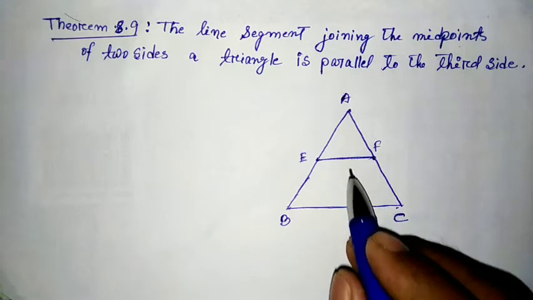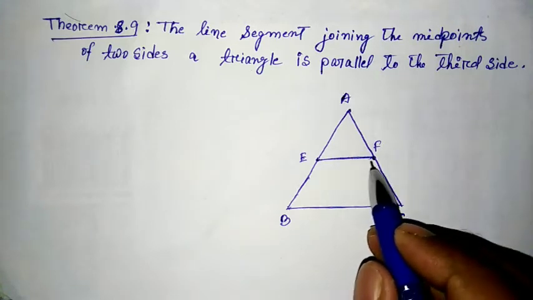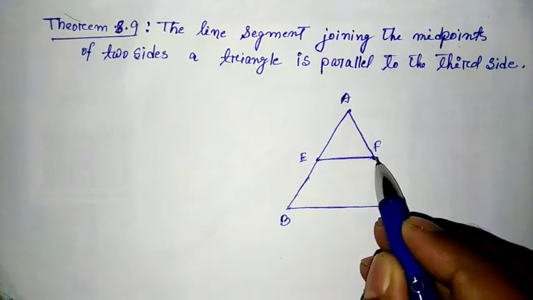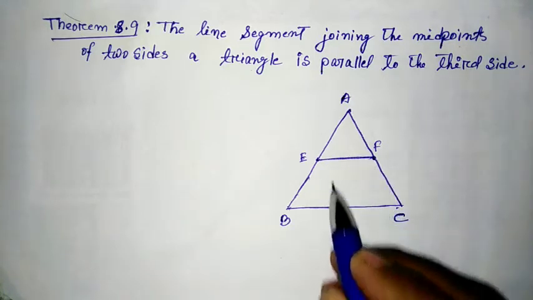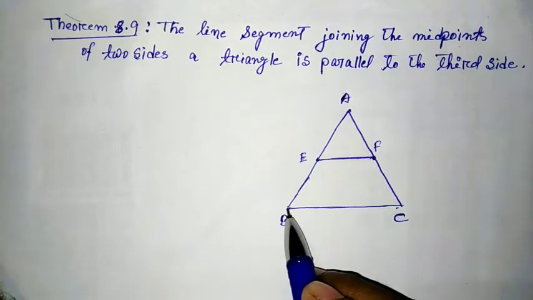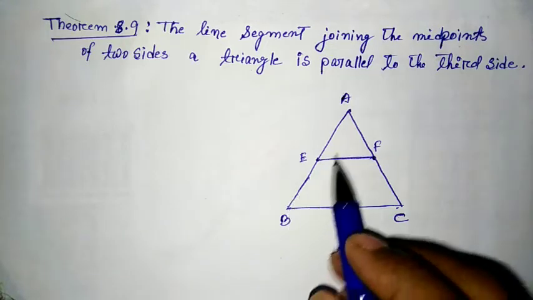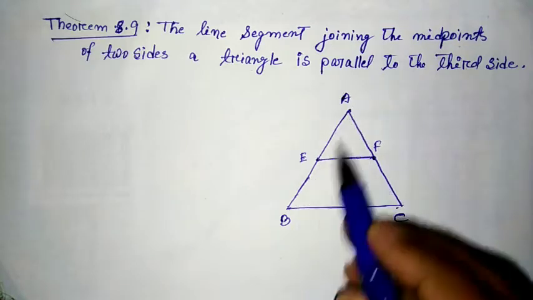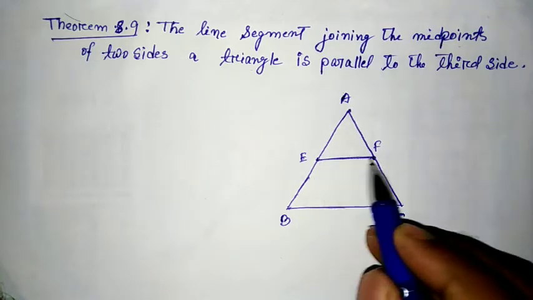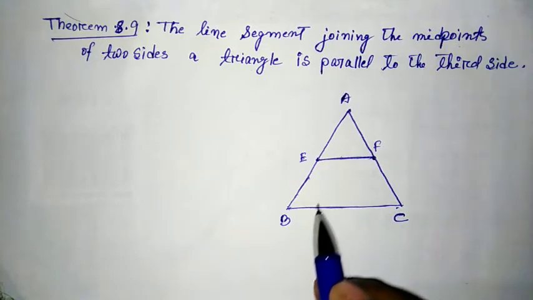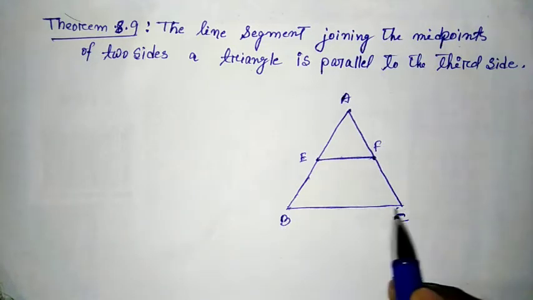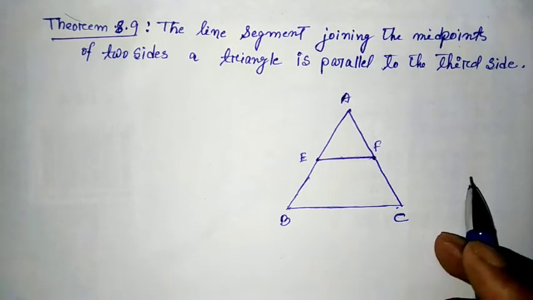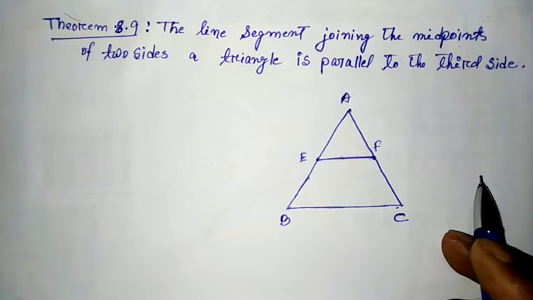The same is true for any two sides. If we take the midpoint of BC and draw a line segment here, this line segment will be parallel to the remaining side, that means the third side. Here we have taken the midpoints of sides AB and AC as E and F, so this segment will be parallel to the remaining side, BC. We need to prove this. So let's start. First of all, write what is given in the theorem.